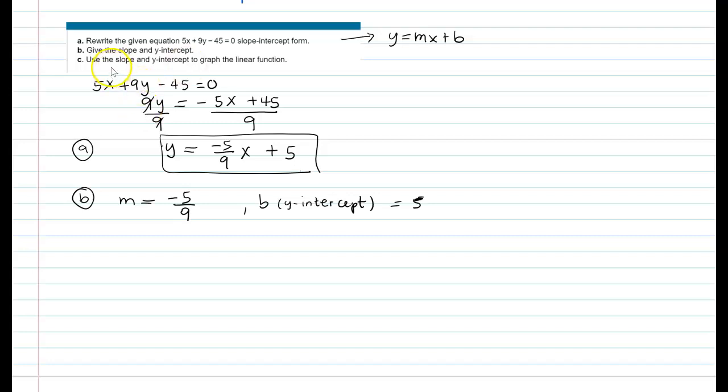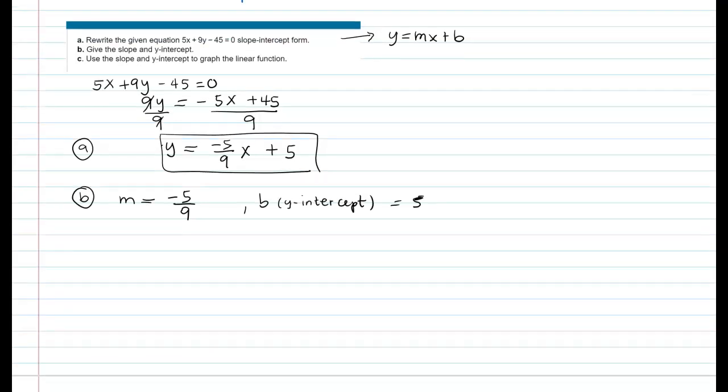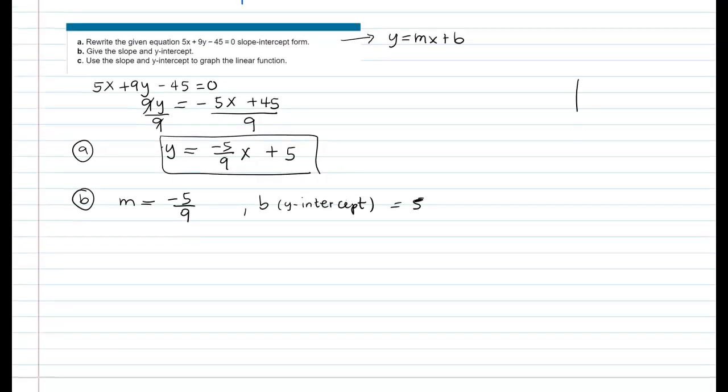The next, use the slope and y-intercept to graph the linear function. Okay, so let's graph that. Suppose here, although you may have a different graphing tool, this is the idea. So what you would do is you start with the y-intercept. That would be your starting point, the y-intercept, which is 5. So you have 1, 2, 3, 4, 5. So starting at this point.